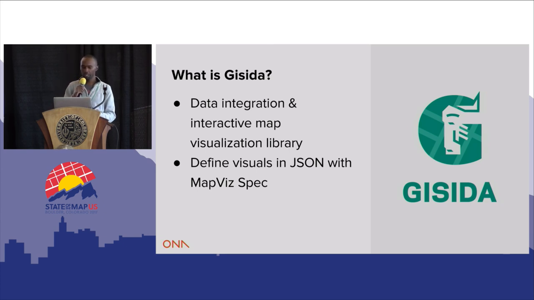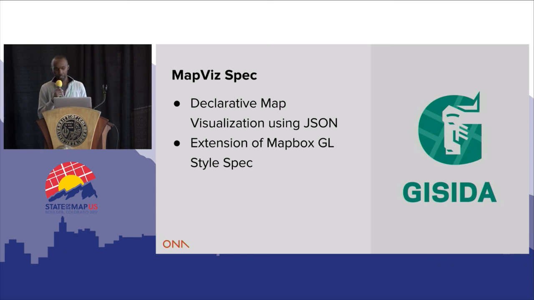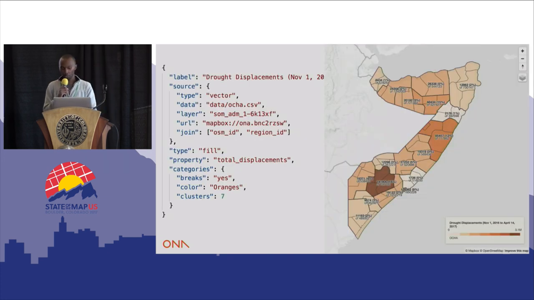So what Gisida is, it's a data integration and interactive map viz library, and it works off a map visualization specification that we are calling map viz. It's in JSON, and it's a declarative map schema, and it's kind of an extension of the Mapbox GL style spec. If anyone has worked with Mapbox, this is what it looks like. It might look a bit familiar.